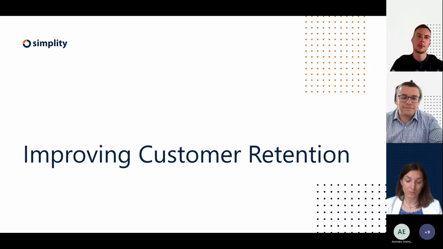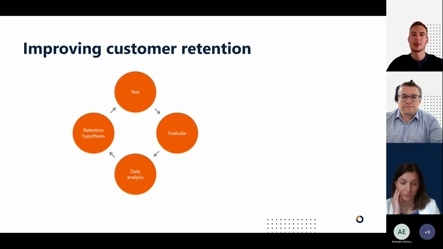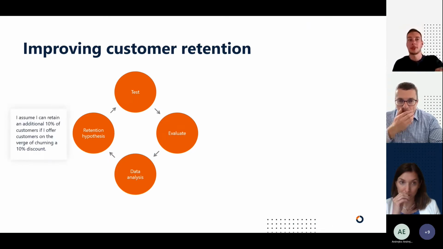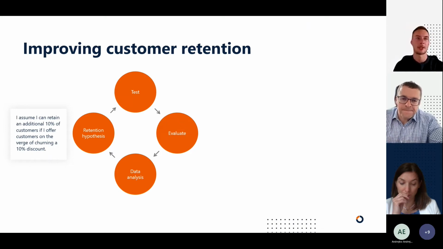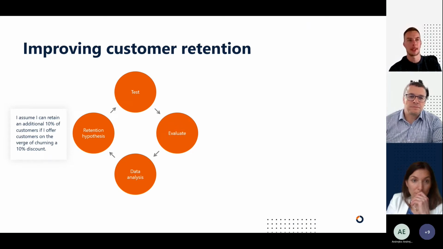So once we know who the most valuable customers are, we can deploy some marketing campaigns, or we can ask the sales department or customer department for help to improve the most valuable customers. The way we do that is that we firstly need to create some retention hypothesis. An example can be that I assume I can retain an additional 10% of customers if I offer customers on the verge of churning a 10% discount.